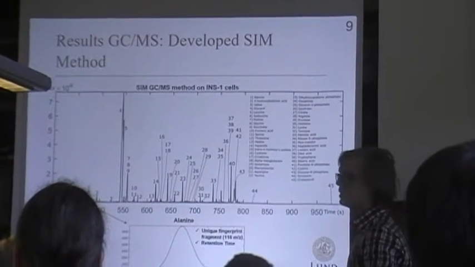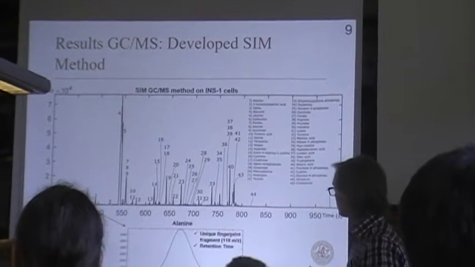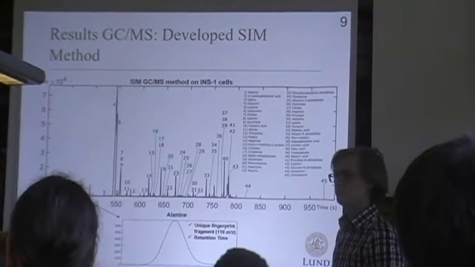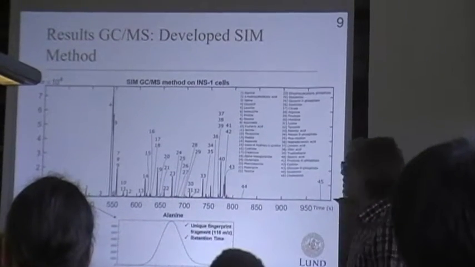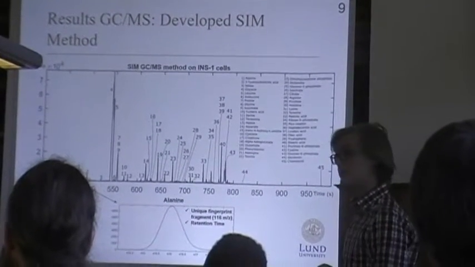Now, how we know this is alanine is based on two criteria. The first of which is this unique fingerprint fragment which I've been talking about, and also its retention time. So based on these two criteria, we can identify all 45 peaks here.